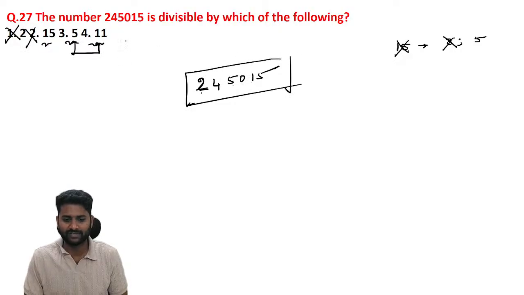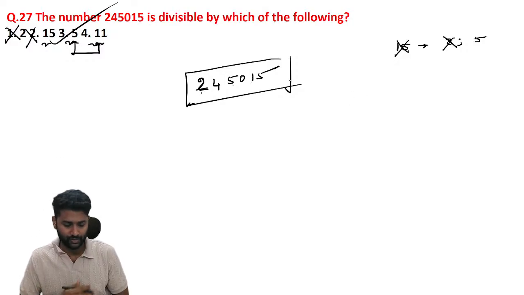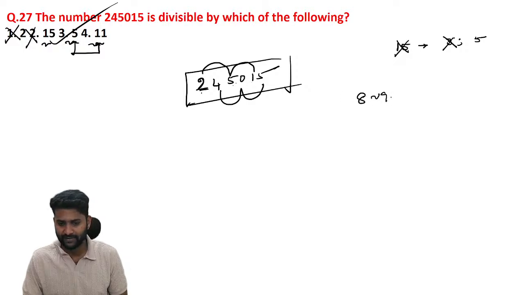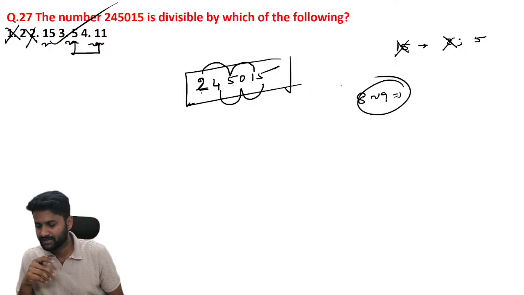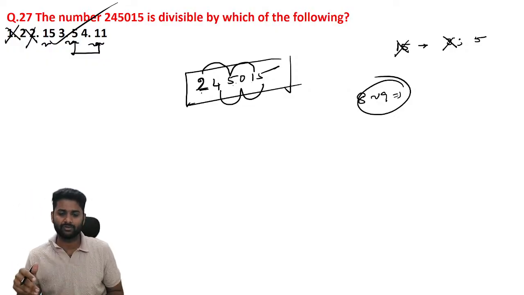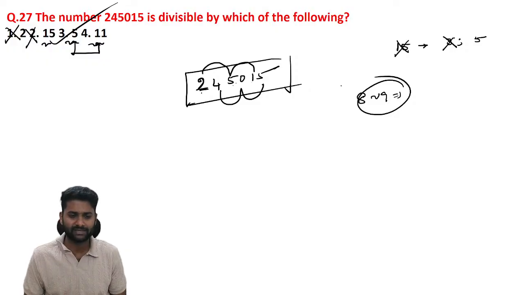So definitely it is divisible by 5. And for 11, you know the difference between the sums of alternate digits. See, 2 plus 5 plus 1 is equal to 8, and 4 plus 0 plus 5 is 9. So here the difference between the sum of odd positions and even positions should be either 0 or a multiple of 11. You can see it is not in that calculation. So the possible answer is 5 itself.